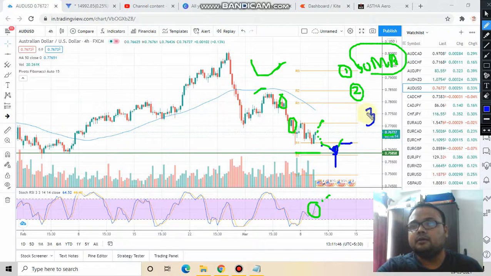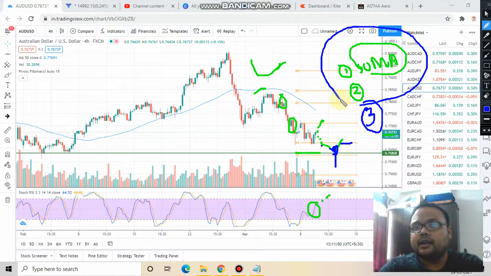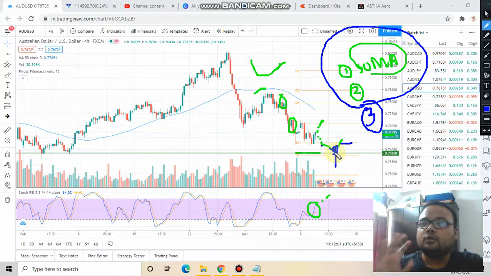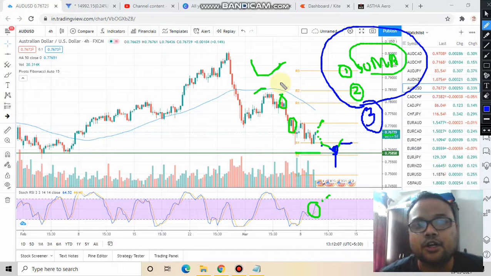This can be your third, but as of now market is still falling, so these two are the main trading opportunities for today. And in case market comes and hits this support and reverses with good volume, then we can go for buy. So these are the trading possibilities for Australian dollar US dollar for today.